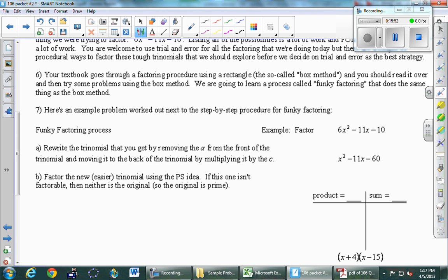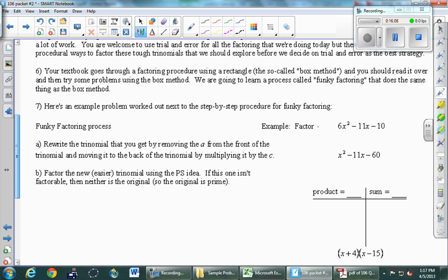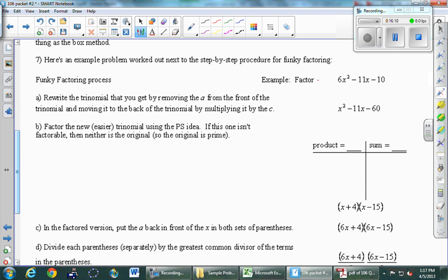We're going to learn a process that I've seen called funky factoring. It's basically equivalent to this box method that's in the book, but it's going to look different. It's just presented slightly differently. I don't think it's any easier or harder. I think it's the same amount of work. It's just a matter of how we write it up. So number 7 says, here's an example problem worked out next to the step-by-step procedure for funky factoring. In the left-hand column is the process written out in English. In the right-hand column is an example.